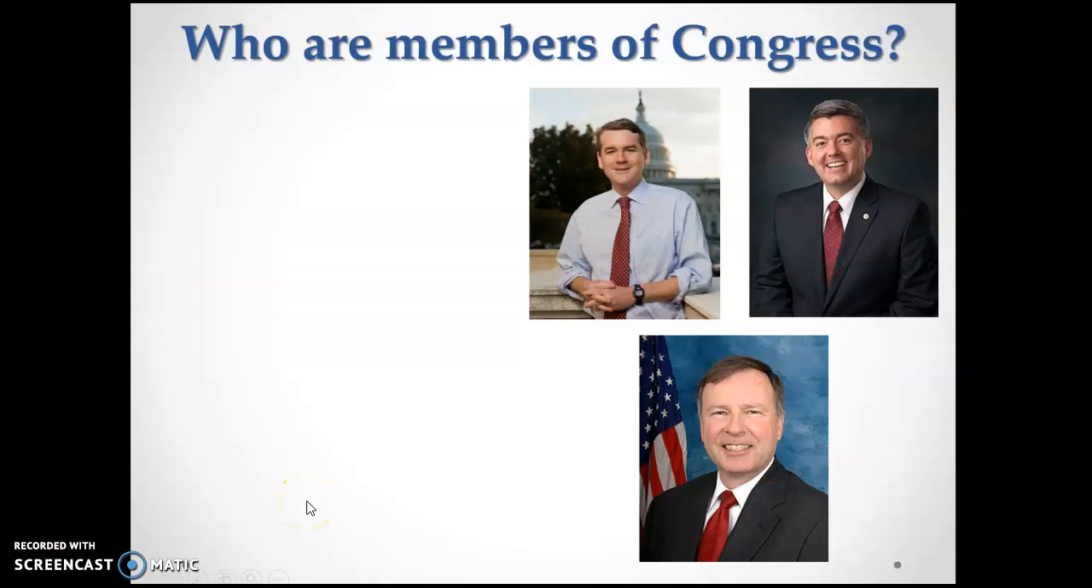Okay, so first question here that we're going to look at, and I need to update this because the guy on the top right was former Senator Cory Gardner, who just lost to Democrat John Hickenlooper back in November. But who are members of Congress in general?